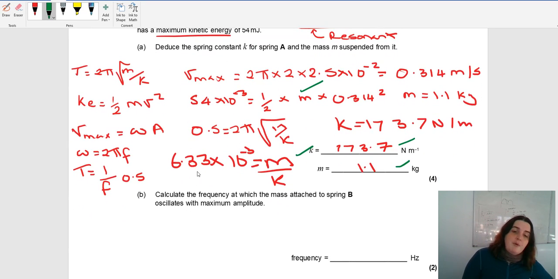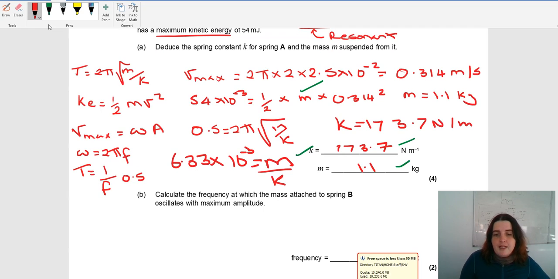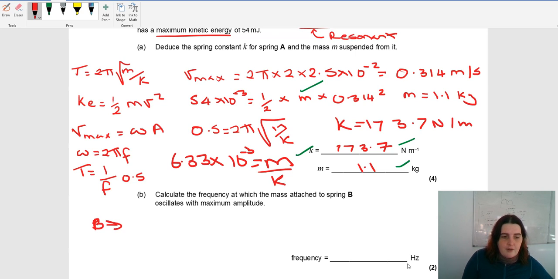Calculate the frequency at which the mass with the spring attached to B would oscillate with a maximum amplitude. So it's just using the formula here. You know that B has 3 times by k, so B's spring constant is going to be that times by 3. So it's going to be 521 newtons per meter.